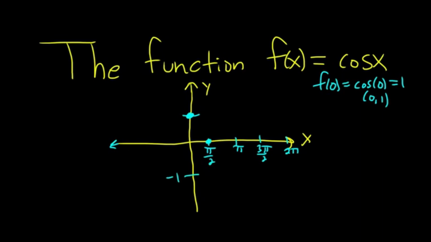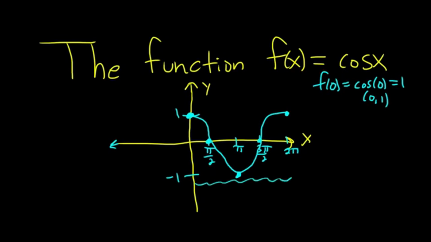Cosine of pi is negative 1. Cosine of 3 pi over 2 is 0, and then cosine of 2 pi is 1. So the cosine function looks like this. It comes down like this, then it curves up, and then it comes down, and then it curves like that. So that's the cosine function. It keeps going, but I stopped here.